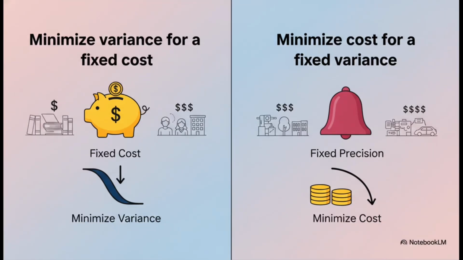With optimal allocation, we start thinking like economists. We have a limited budget and we want to get the most bang for our buck. We can frame the problem in two ways. We can either say, okay, I've got this much money, how can I get the most precise estimate possible? Or we can say, I need to hit this level of precision. What's the absolute cheapest way I can get there? It's all about making smart trade-offs to get the best possible results.